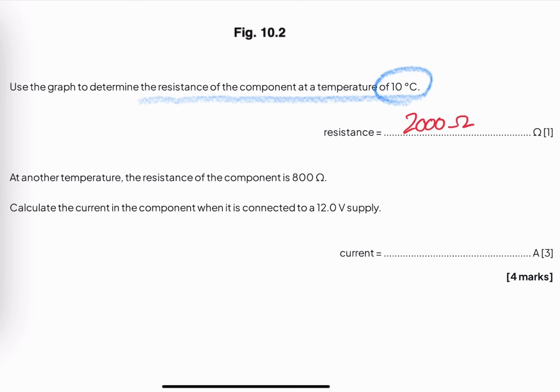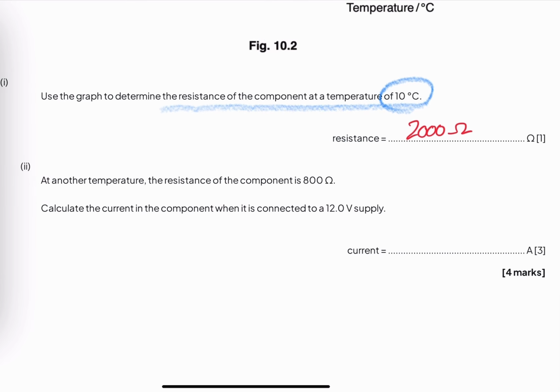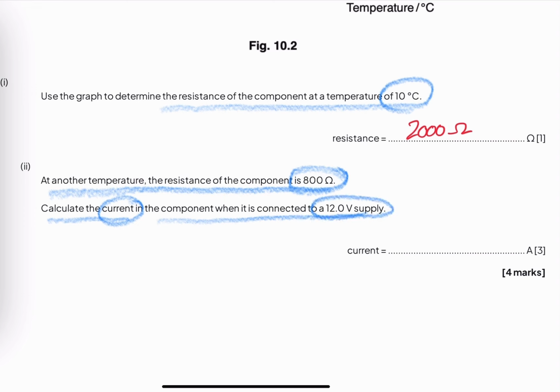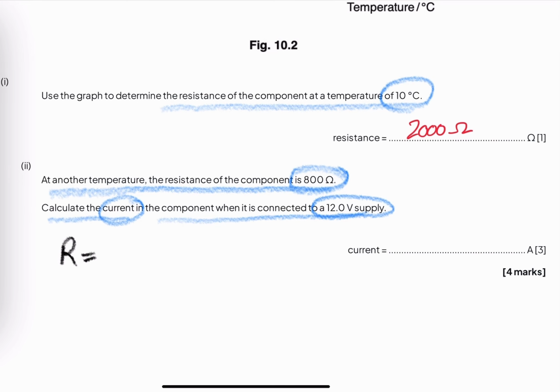In the next part, at another temperature, the resistance of the resistor is 800 ohms. Calculate the current in the component when connected with a 12 volt supply. So let's write down the data. What we have is resistance, that is 800. We have voltage, that is 12.0 volts. We have to find current.